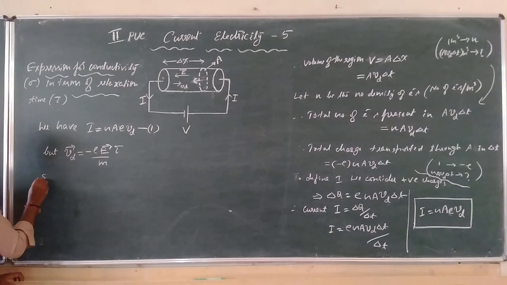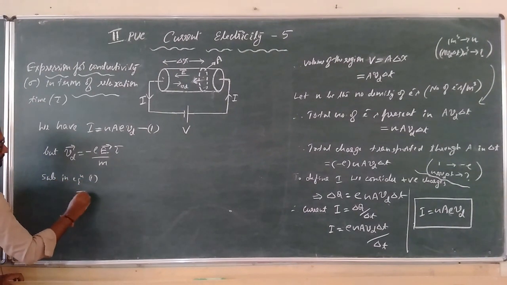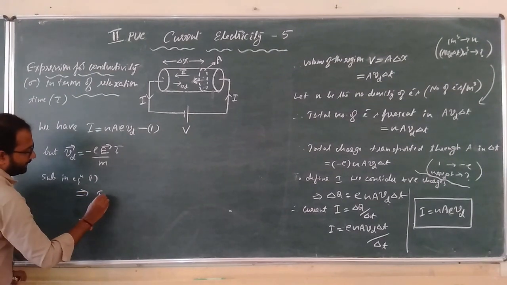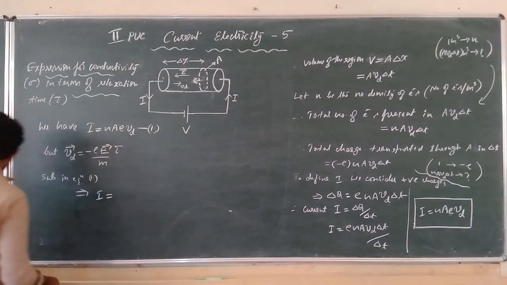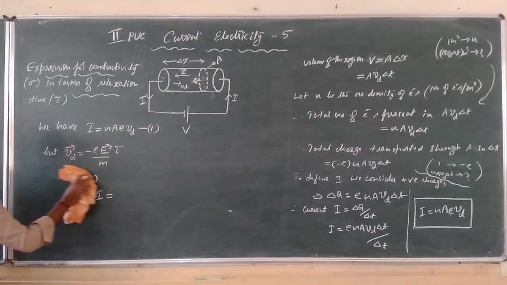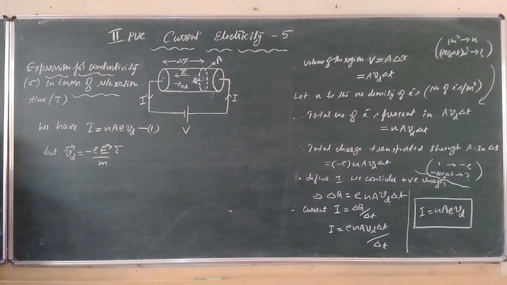So substituting in equation 1, equation 1 becomes I is equal to, okay, so only you have to take the magnitude now. What is the magnitude?